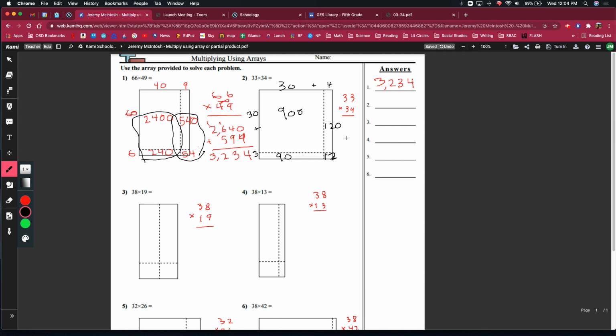Okay, let me see if I can write this down. So 900 plus 90, let's do those together. So 990. I just combined them into 990. And then 120 plus 12 is 132. Oh my goodness, so sloppy. I'm sorry, 120 plus 12 is 132. So I'm going to add them up. 0 plus 2 is 2. 9 plus 3 is 12. Carry my 1. 9 plus 1 is 10, plus 1 is 11. 1,000. I'll do this in black.